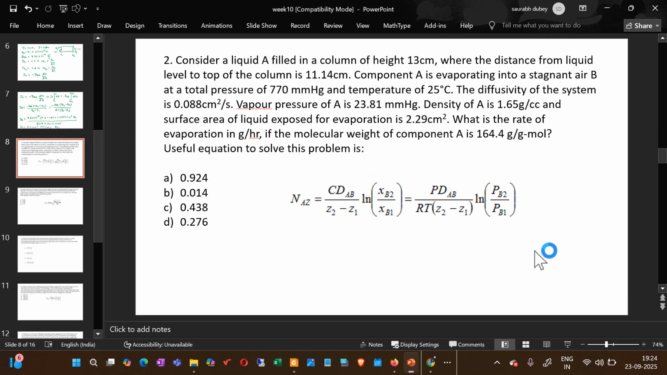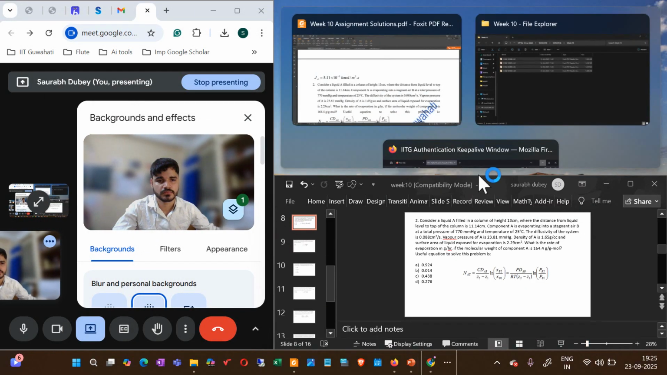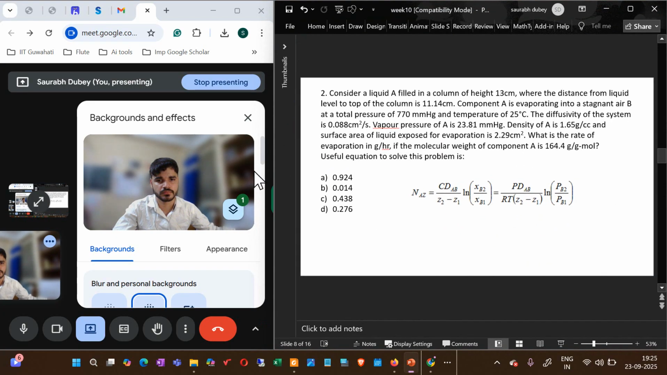So consider a liquid A filled in a column of height 13 centimeter, right? Where the distance from the liquid level to the top of the column is 11.14 centimeter, right? Component A is evaporating into stagnant air B at a total pressure of 717 mm of Hg, right?